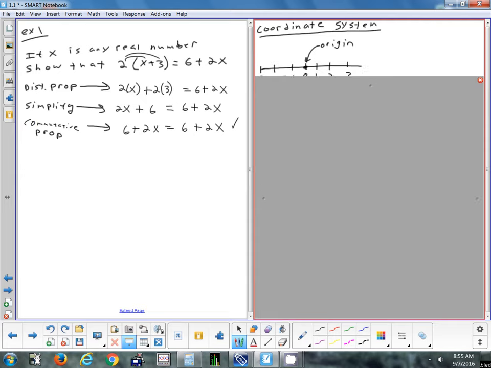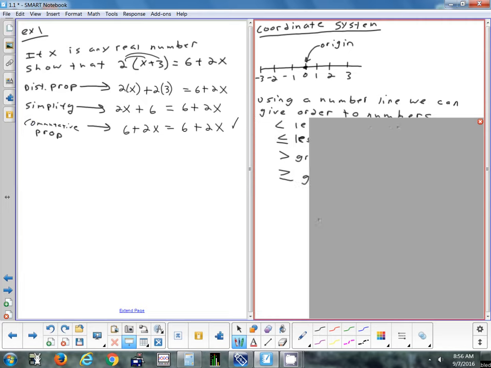So the coordinate system, we're going to start out really simple, not even having an x and a y axis, just having a single number line. The point where we have 0, we call that the origin. When we get to an x and a y axis, it's also called the origin, where the x and y axis cross. Positive numbers go right, negative numbers left. And once we have this concept of a number line, then we're giving order to numbers. Numbers to the right are always bigger than numbers to the left.